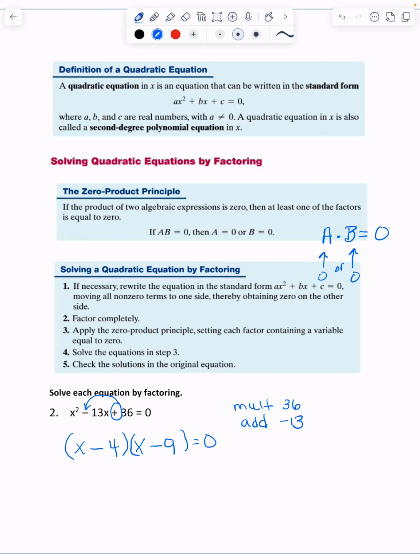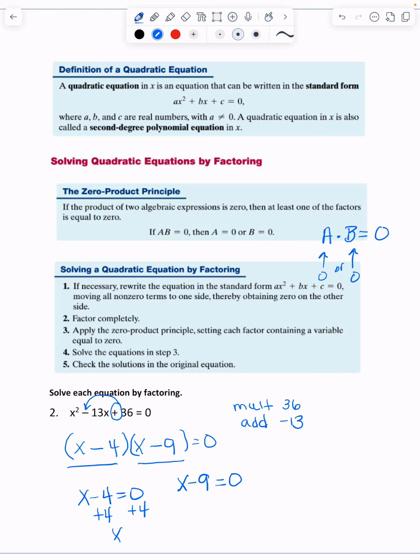Once we factor, I know that if this binomial multiplied by this binomial equals 0, then either x minus 4 has to equal 0 or x minus 9 has to equal 0. So I'm going to take both of those expressions. Once I've factored them, I'm going to set them equal to 0, and then I'm going to solve for x.